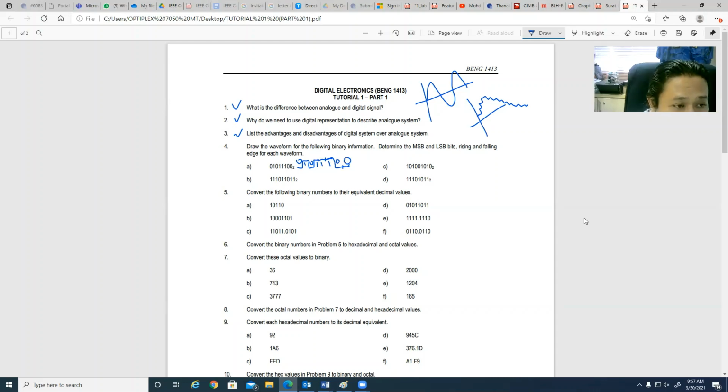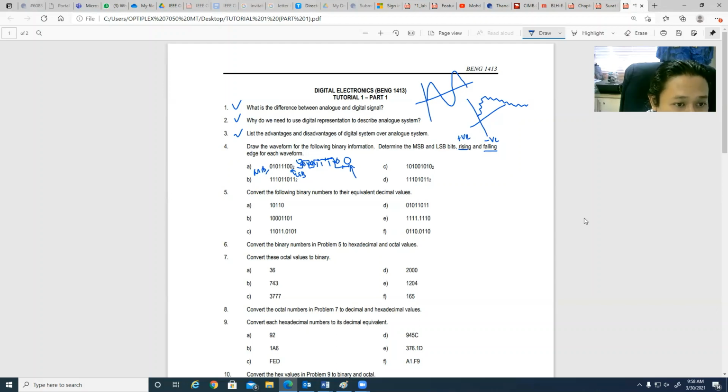So this is the digital waveform for this one, and you can see this is the least significant bit, and this one will be the most significant bit. Then for rising and falling, you have to remember we also call them positive edge trigger and negative edge trigger. This one is a positive edge trigger, from 0 to 1, or rising, and this one is falling, or negative edge trigger.